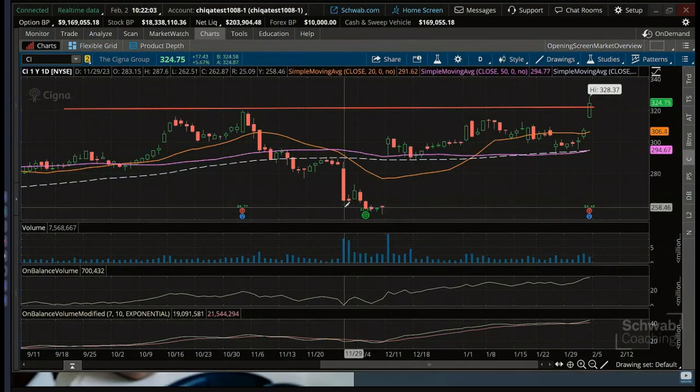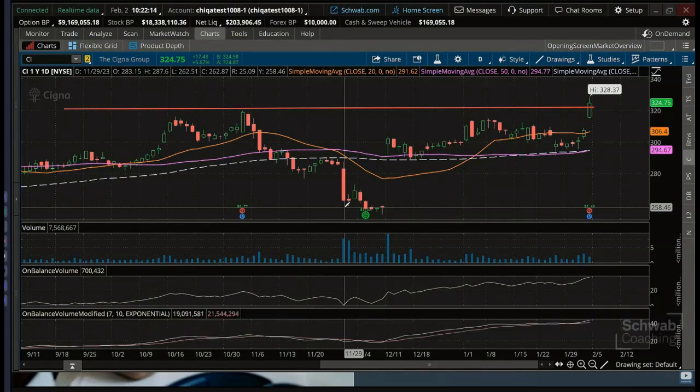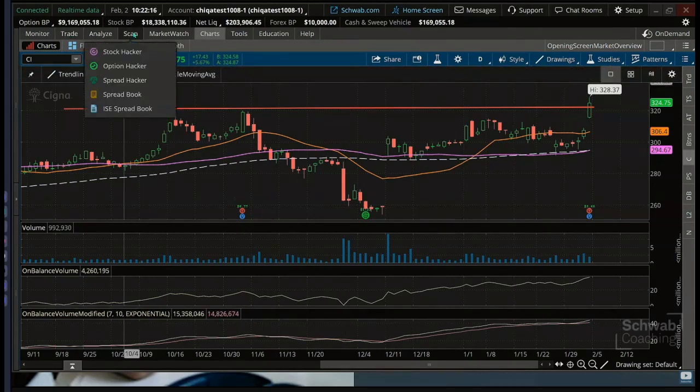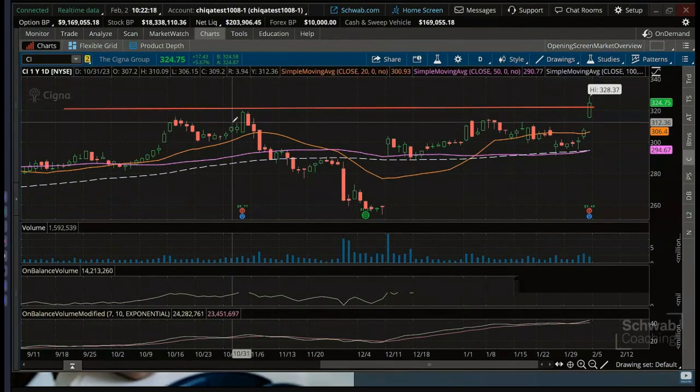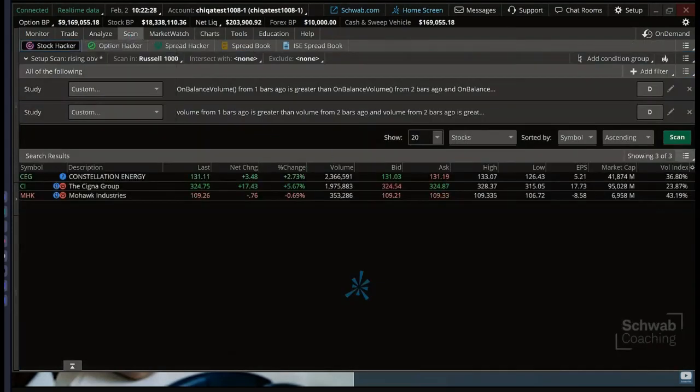Now that we have that, since we have this little scan that should give us some power, let's go and save it, and then we can add it to any other setup you have as volume confirmation. Let's go ahead and save it.